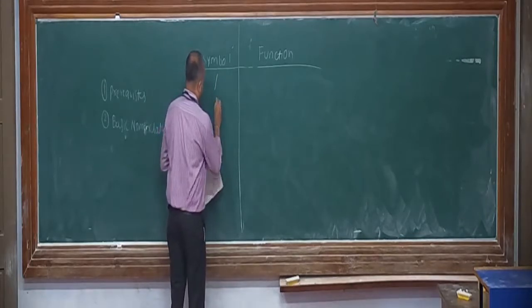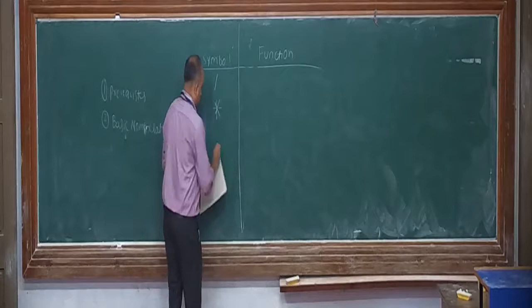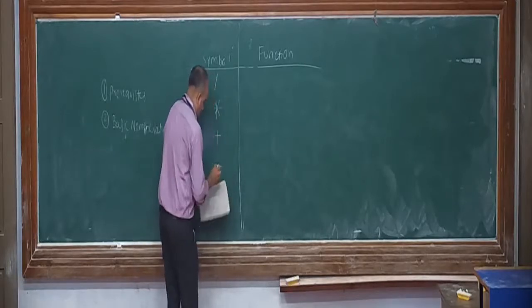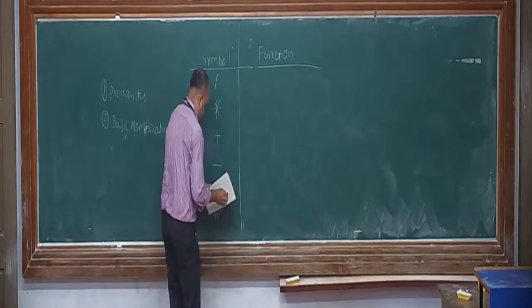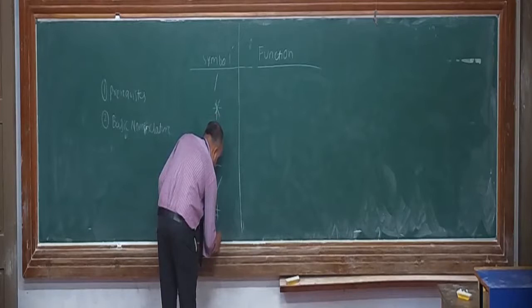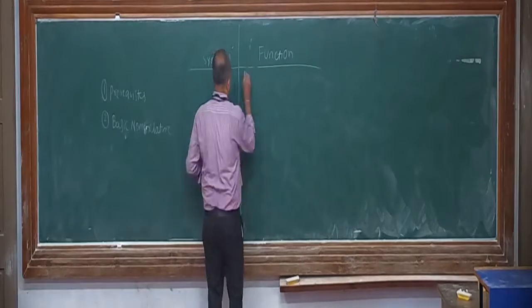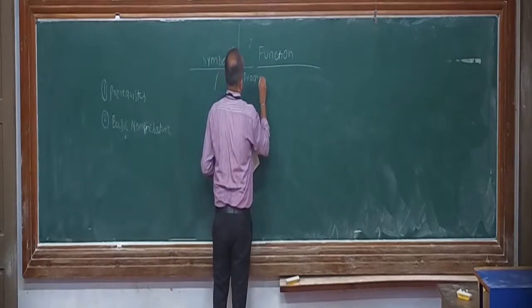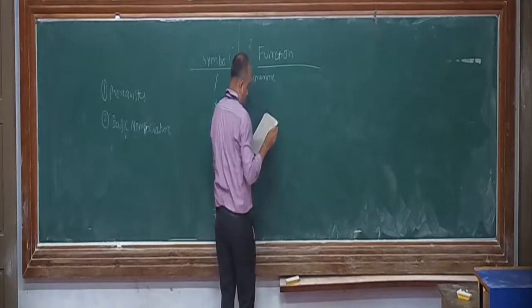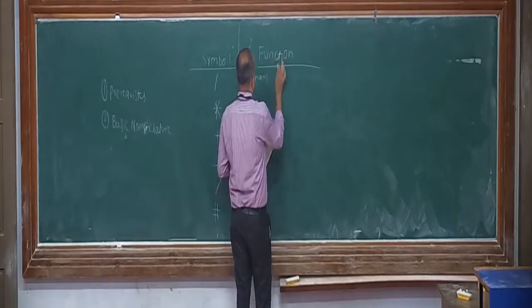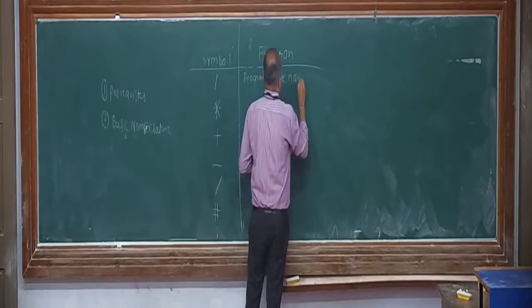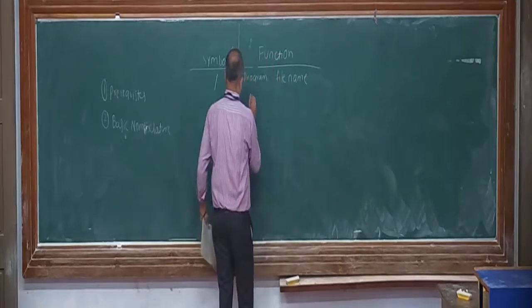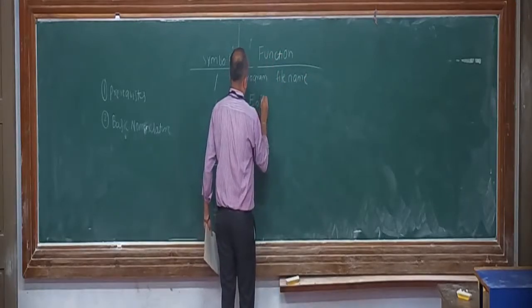So this is a percentage symbol, this is the asterisk symbol, plus, minus, forward slash, hash, and colon. That is program file name, end of block.